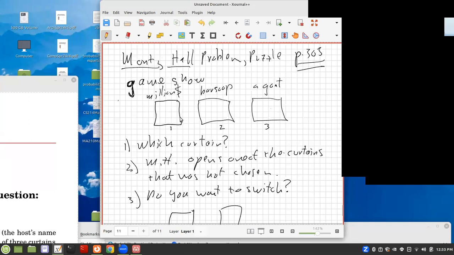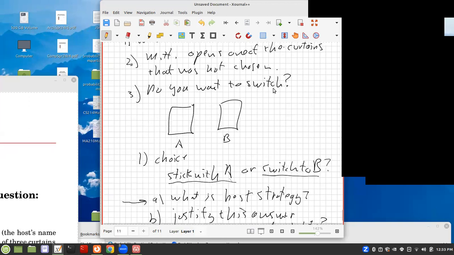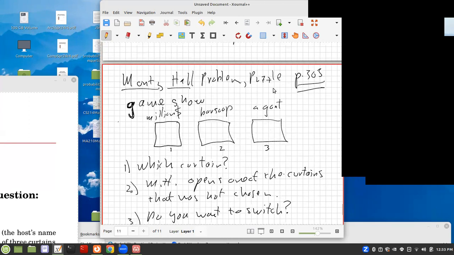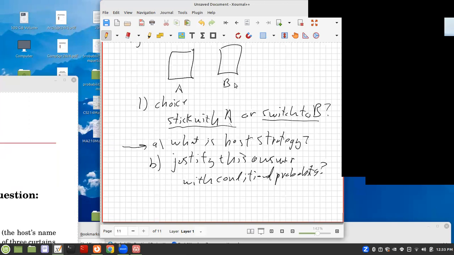So in the first case, if you had chosen one and he shows you the bar of soap, switching from one to three, you'd be switching from the $1 million to the goat. On the other hand, if you'd chosen the goat first and he shows you the bar of soap, switching would take you from the losing answer to the winning one. So sometimes you might want to stick, sometimes you might have chosen right, sometimes you might have chosen wrong. And so in hindsight, you're going to see, oh, I should have switched or I should have stuck with one.